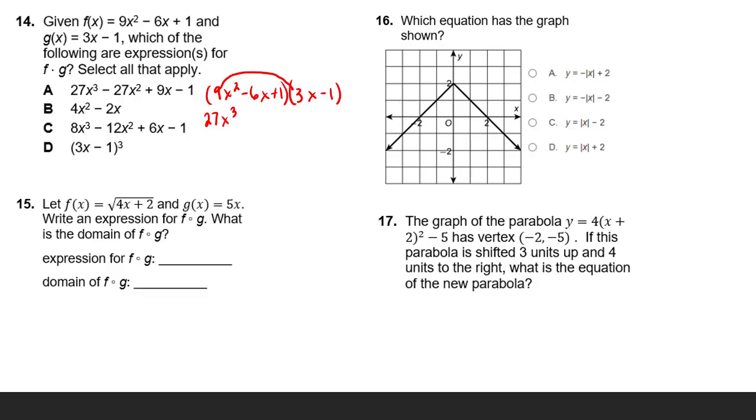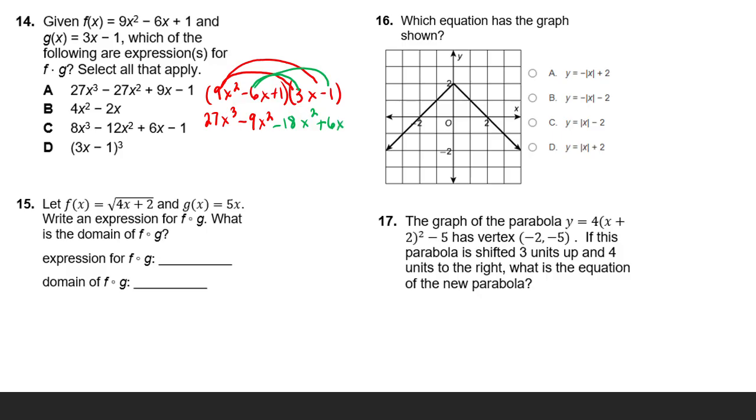Okay, then for the next one, if I do my 9x squared times my minus 1, I get a negative 9x squared. So that just changed the sign. Okay, now I'm going to go through and multiply with my negative 6x times everything. So that's going to give me a negative 18x squared. And then negative 6x times a negative 1 cancels the negative and becomes positive 6x.